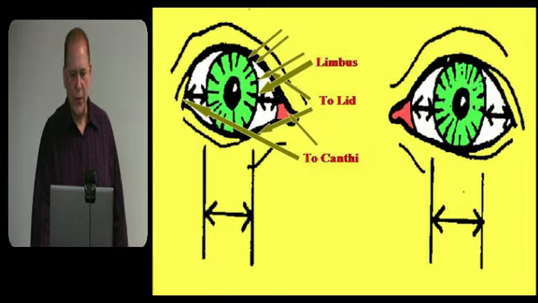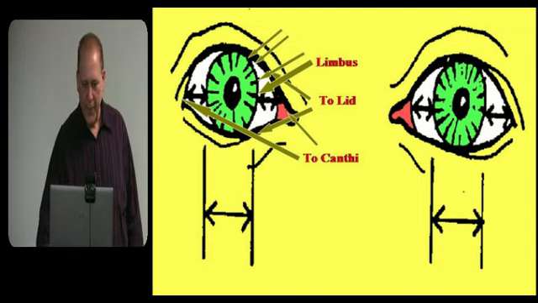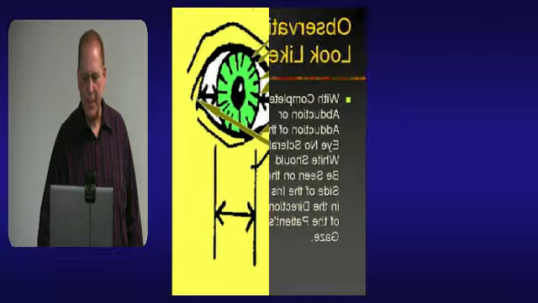Here's the slide I was looking for. So there's the limbus, and there's your limbus to lid. The limbus, the dark line, limbus to lid, and then limbus to canthi is these little arrows in here. So there's your limbus, there's your lid, so we have limbus to lid. There's your limbus, and there's your canthi. So we're measuring these distances mentally.